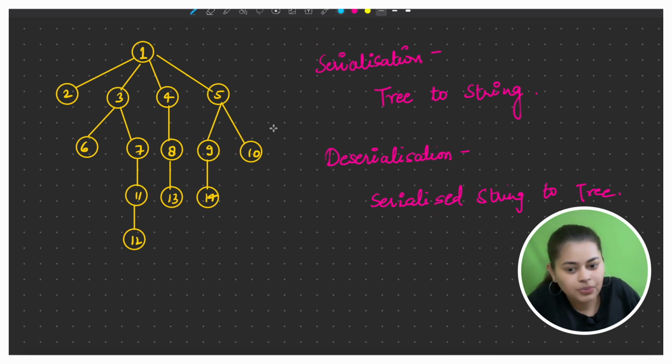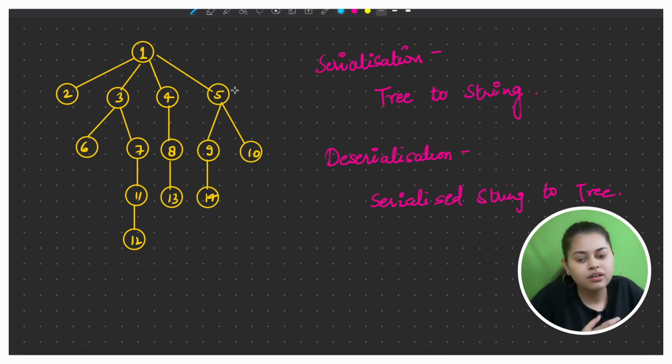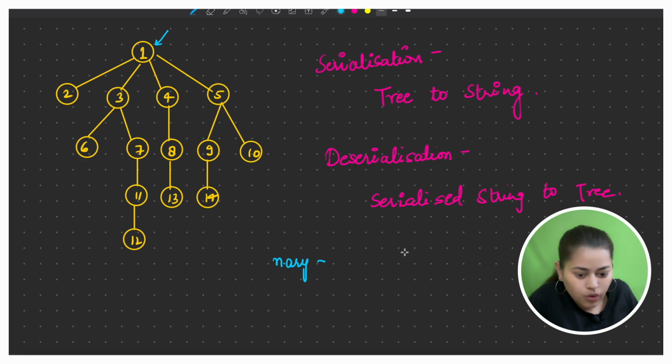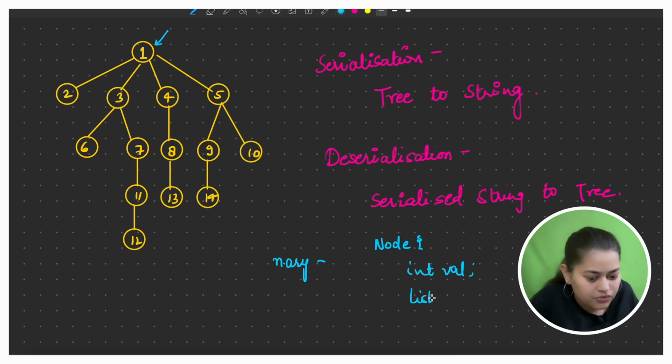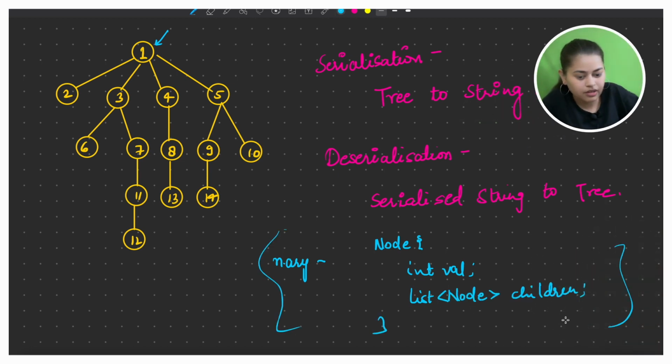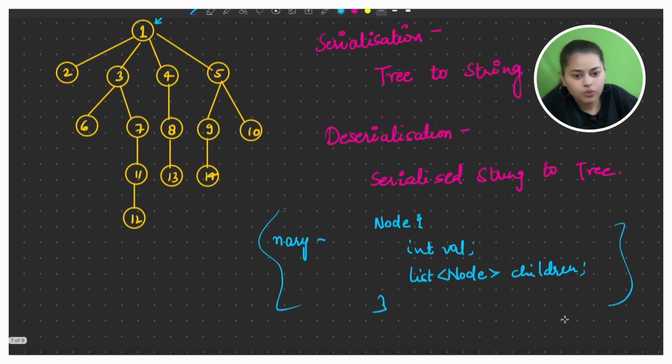Some people might think that we can directly traverse the tree by using any method like pre-order, post-order, in-order, and create a string. So let's see what will happen when we do this. When we traverse it in pre-order, since this is an N-ary tree, the node structure will look something like this. A node will have one value, let's say 1, 2, 3, 4, 5, and we have a list of children. So this will be the structure of a node for an N-ary tree, right? Now let's see how we can traverse this tree.